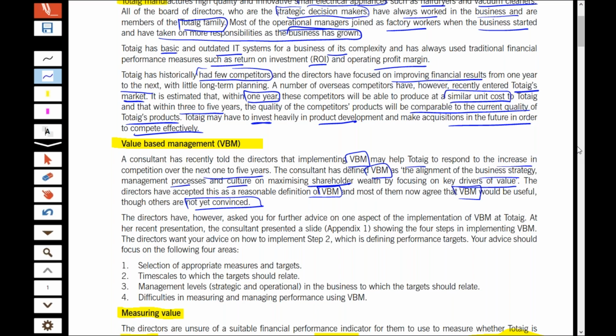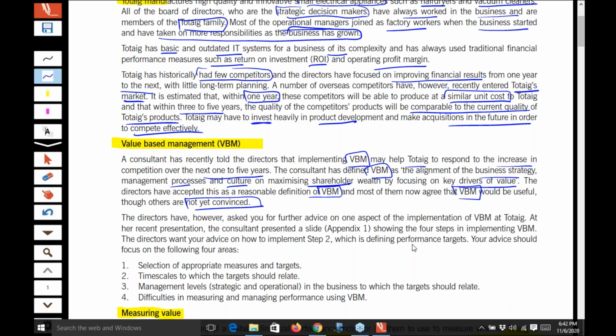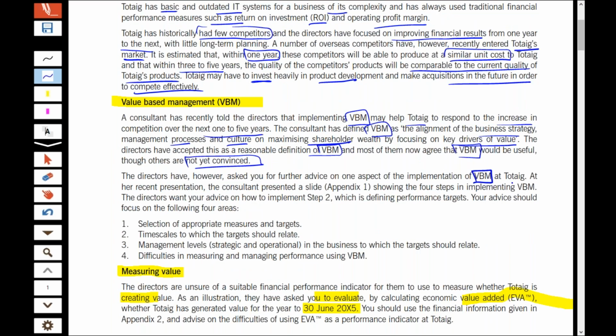Now, what else does it say? It says that directors have asked you for further advice on one aspect of implementation of VBM at Totag at a recent presentation. The consultant presented a slide showing the 4 steps. Directors want your advice on how to implement step 2, which is defining performance targets. Your advice should focus on the following areas: selection of appropriate measures and targets, time scales to which the targets should relate, management levels, operations to which the targets should relate, and difficulties in measuring and managing performance using VBM.